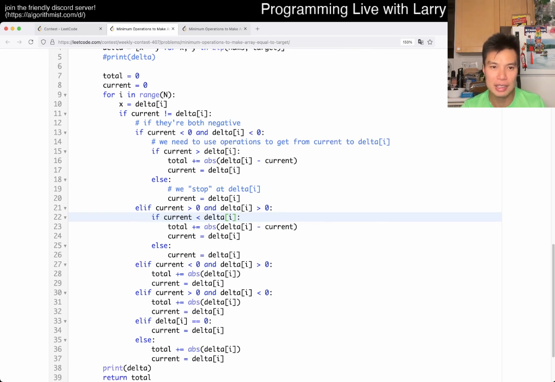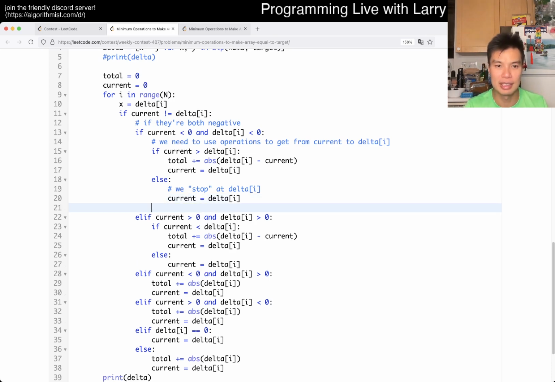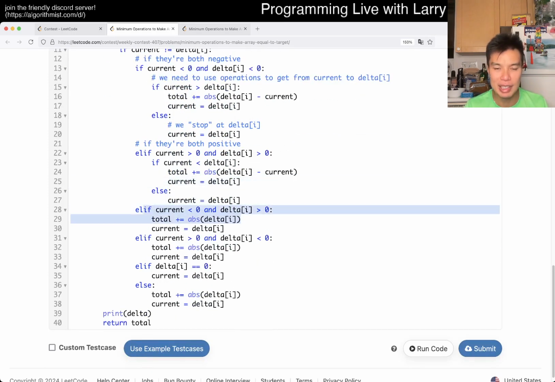Yeah, so this is the same thing, and honestly, all this is just from that logic case analysis, right? Because this is if it's both positive, and then it's just whether we need operations or not. And then here, if they're different signs, this is a new case, but basically you just start over from 0 and then you just go over, right?